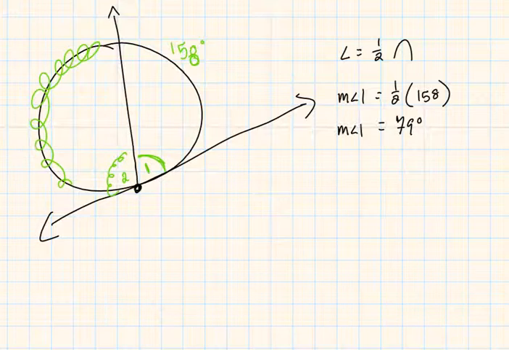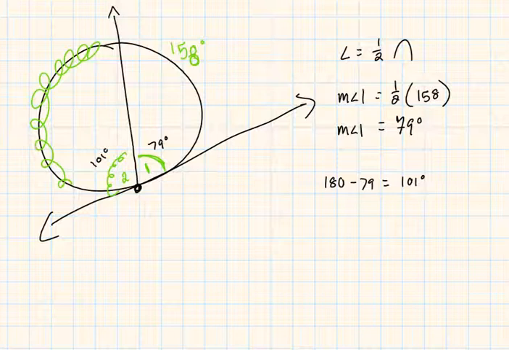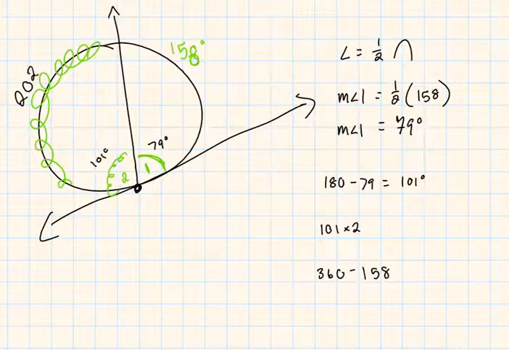So we now know the measure of angle 1 is 79 degrees, which means we can easily find angle 2 by taking it away from 180 degrees. And that will result in 101 degrees. And we can double that to find our second arc, so we can do 101 times 2, or we can do 360 minus 158. There's a little bit of flexibility there. In either case, we would get 202 degrees.